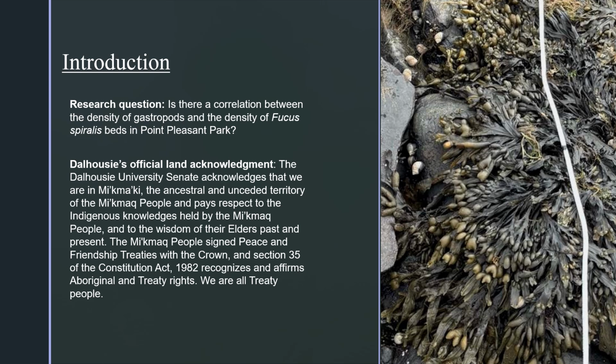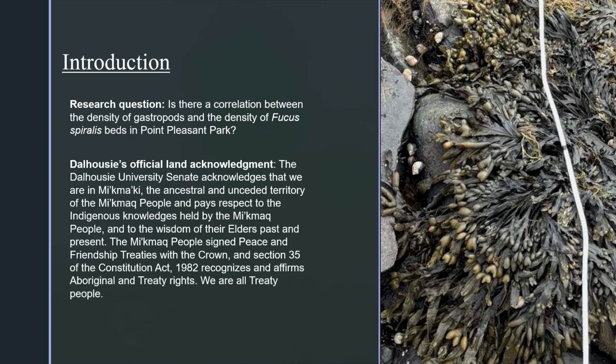Okay, so my research question was, is there a correlation between the density of gastropods and the density of Fucus spiralis beds in Point Pleasant Park? Fucus spiralis is a type of brown seaweed found in rocky marine intertidal zones, and I originally thought it was Ascophyllum nodosum until I looked closer.